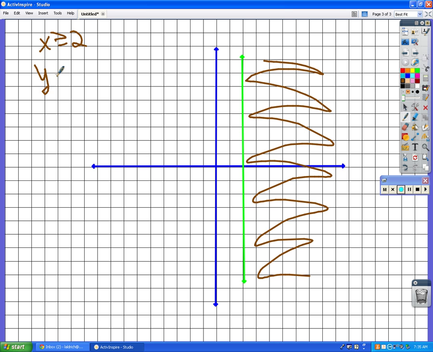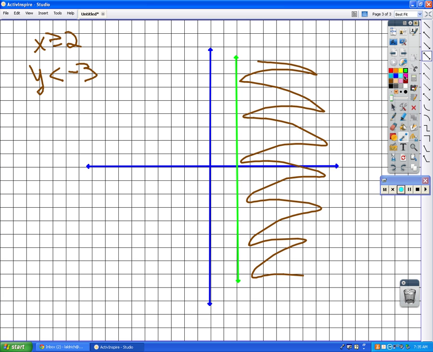How about y is less than -3? Okay, go to -3 and do a straight line. Oh, it would be dotted, wouldn't it? You got me.